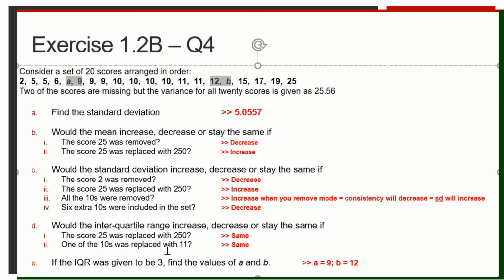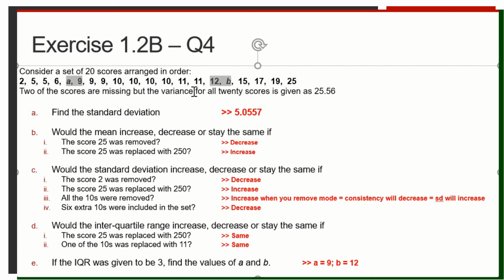The score 25 was replaced with 250. Will there be any changes? No. Nothing to do with your Q3 and Q1, right? It won't change. When they are replacing, it means your N also has no change. The N is still 20, so position won't change, Q3 won't change, Q1 won't change, IQR won't change. One of the 10s were replaced. Again, you are replacing, so your N has no change. So one of the 10s you change to 11, which is this probably. What will happen? When you're replacing things like that, nothing will happen. Because first of all, your N won't change. It doesn't disturb the position of Q3 and Q1. It will stay the same.